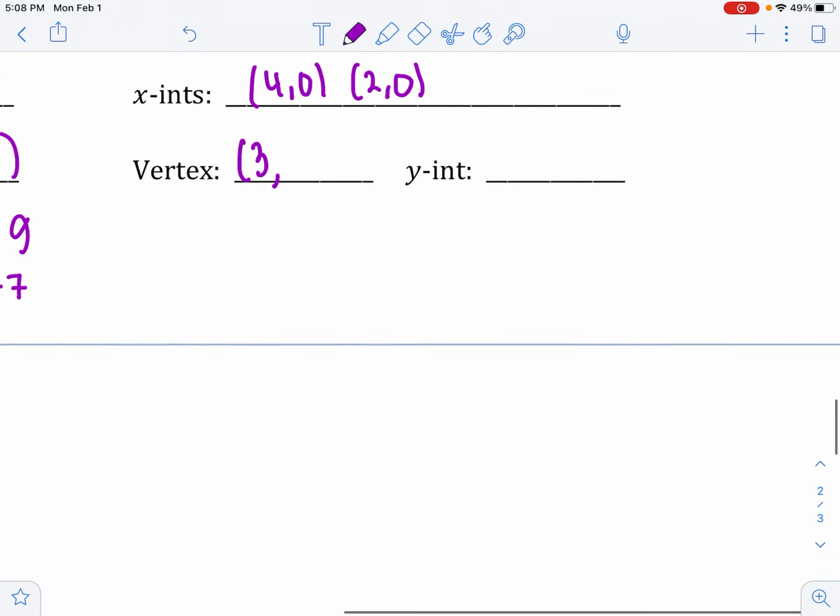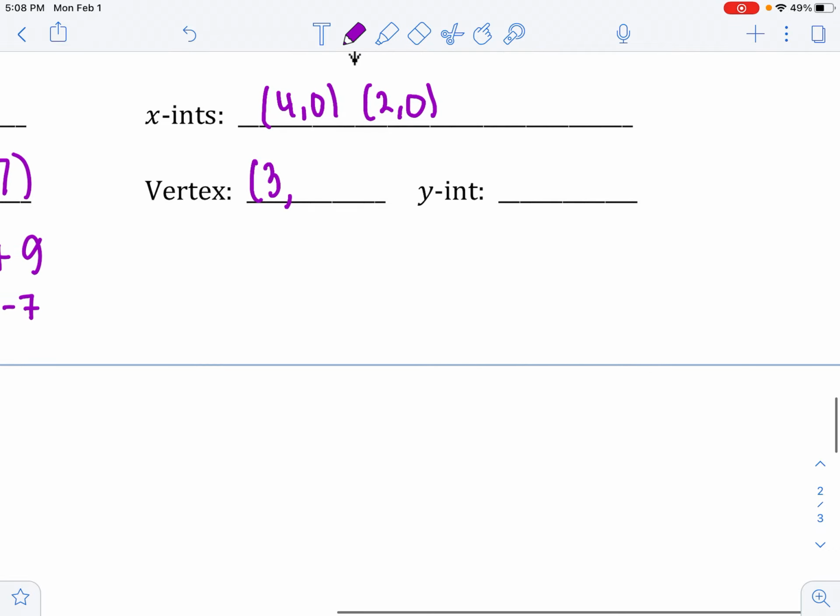Also I want to remind you that if you didn't have graph paper and you were just filling this information in, you could do this plus this. The two x's added up is 6, and then divide it by 2, and that'll give you the 3 also. That's how you find the middle.